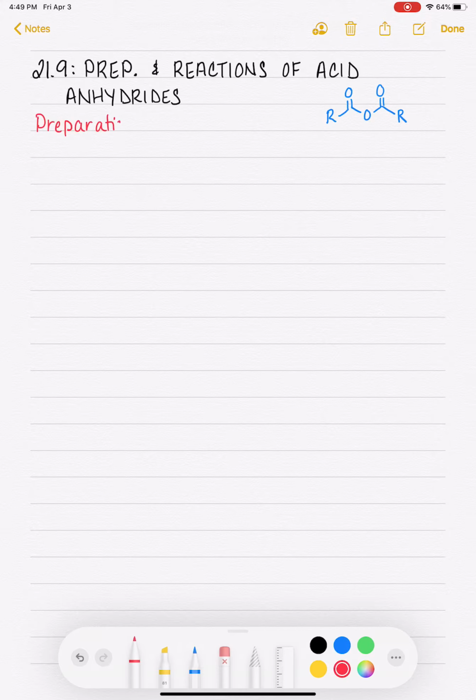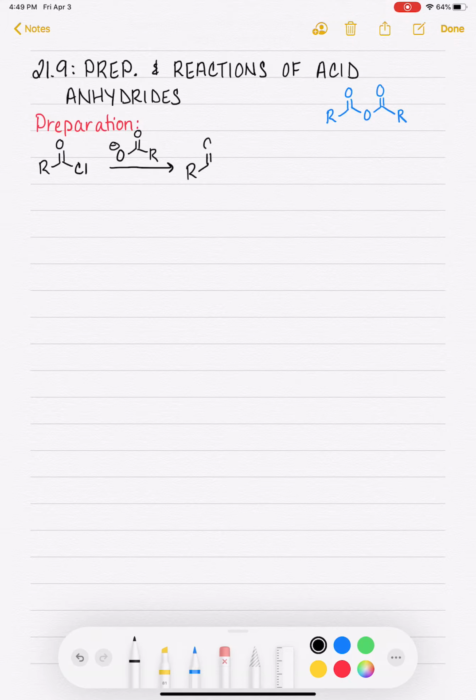We're going to start by looking at how to make it. And there are a lot of different ways. There are quite a few different ways to make acid anhydrides. The method that you have in your textbook that we're going to stick with is to take the acid chloride and react it with a deprotonated carboxylic acid.